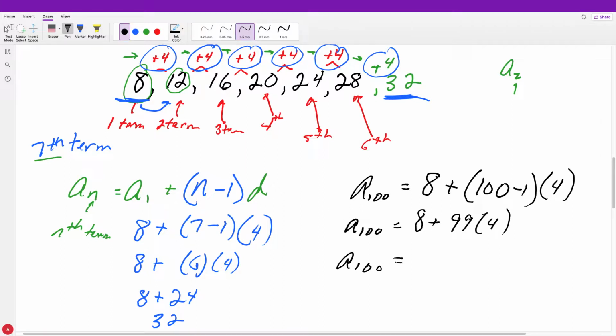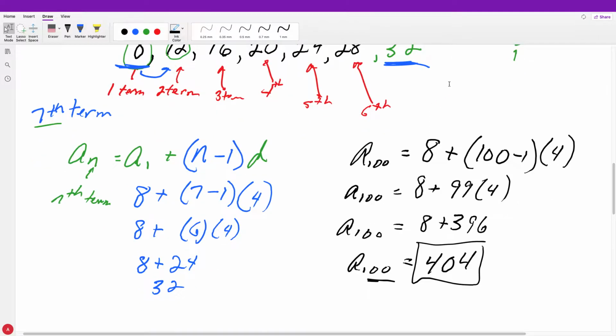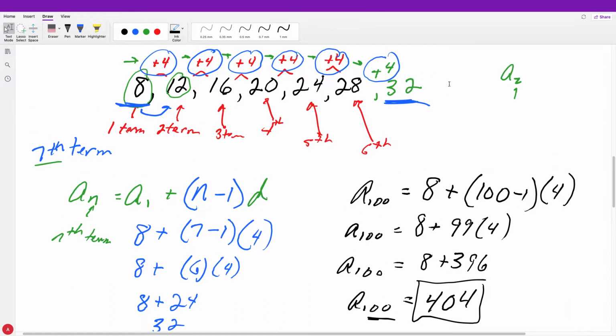So a sub 100 is equal to 8 plus 396. So our a sub 100 is equal to 404. All right, so that means our 100th term would give us the value of 404. If we actually added plus 4, 100 times, we would get to 404. And we obviously don't want to have to do that 100 times. So we want to be able to create these rules.